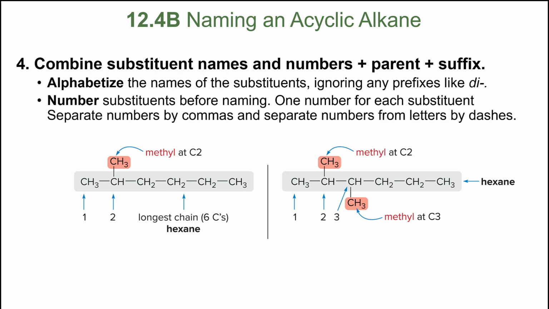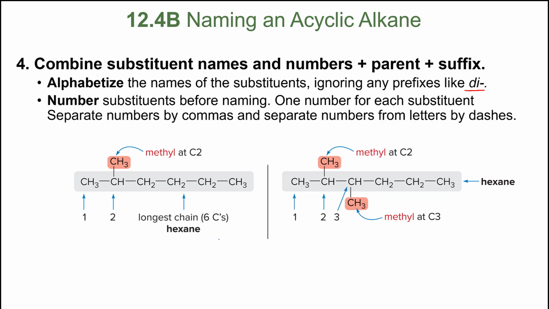We're going to alphabetize the substituents, and we're going to use the methyl and ethyl and that kind of thing to alphabetize, not using any prefixes like di, and then number substituents before naming. Each substituent gets 1 number, and then we're going to separate those by commas and separate numbers from letters by dashes. Okay, so we can see kind of what we started there.